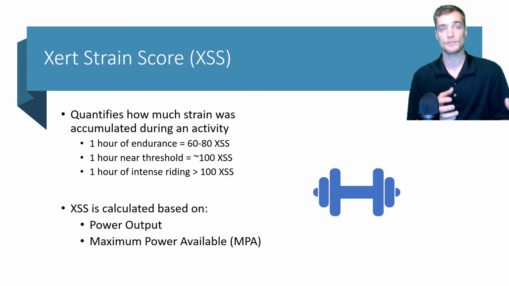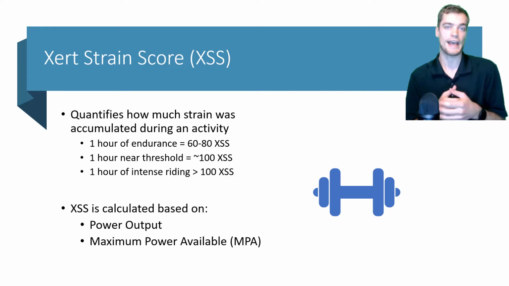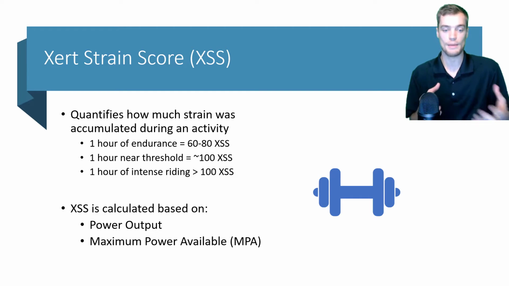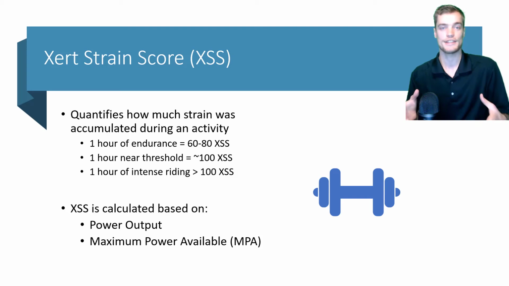And so Xert is also looking second by second as you're producing power. As you're pedaling, Xert is looking at your maximum power available. What you'll notice as you start using the software more and more is that you get rewarded more for efforts that you do under fatigue, or efforts where your MPA is lowered. And this makes sense. This explains why we do intervals. You get more credit for doing work under fatigue.